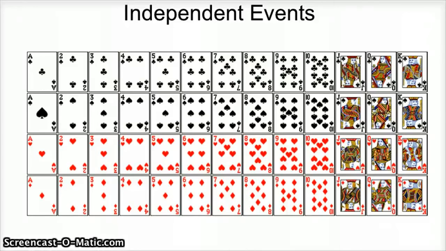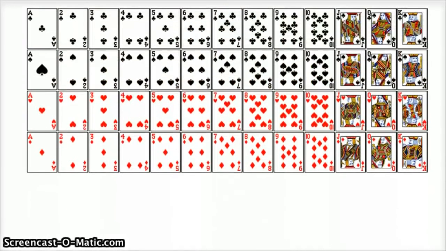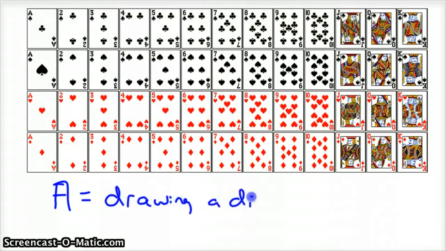So let's head back to the deck of cards now. So with independent events in cards, what's going to happen is you're going to draw a card, then put the card back in the deck, shuffle them up, and draw another card. So let event A be drawing a diamond, since I'm staring at them, and we'll be very specific, drawing a diamond on the first draw.